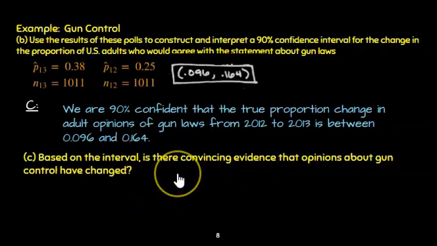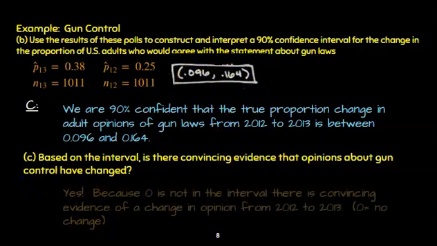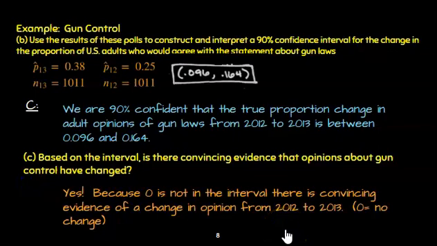Based on this interval, is there convincing evidence that the opinions about gun control have changed? Well, if it hasn't changed, then the two proportions would have been exactly the same, and when you subtract them, you would have 0. So the way you know if it's changed, you look to see if 0 is in the interval. Both of these values are greater than 0, so 0 is not in there. So that's good evidence that there has been a change. So all we can say is yes, because 0 is not in the interval, there is convincing evidence of a change in opinion from 2012 to 2013. Don't ever just say yes or no. Make sure you defend your answer using the interval given.